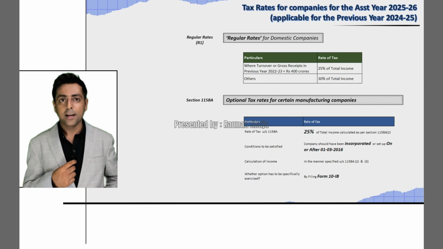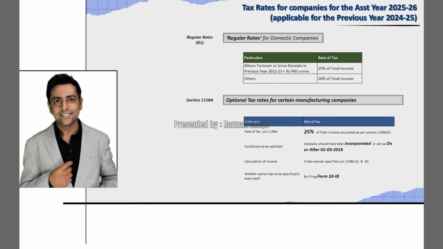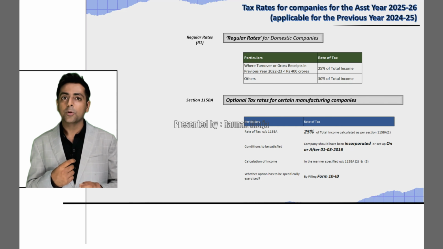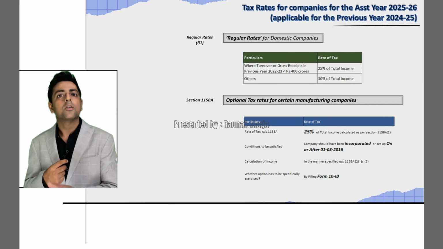In case the company needs to opt for this scheme, it will have to file a separate form, which is Form 10IB, on the income tax portal. Further, please note there are other conditions that are also mentioned under this section, under subsection 2 and subsection 3. These conditions will also have to be satisfied before this tax rate is opted for.